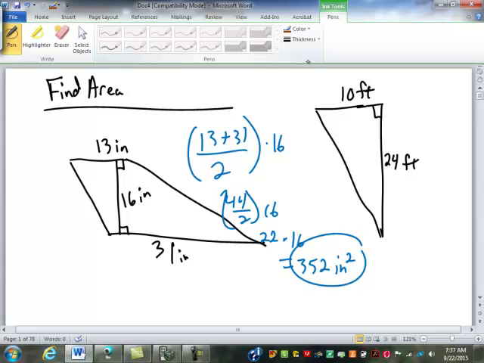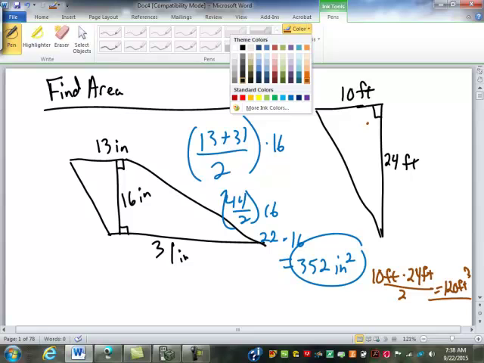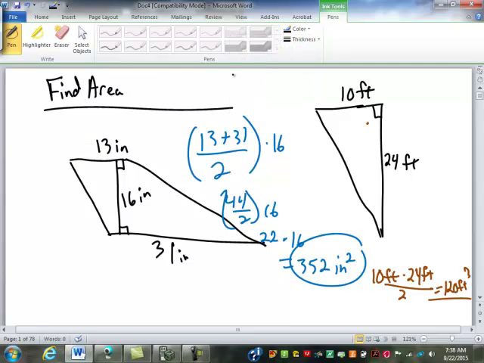Okay. And this one, 120 feet squared, yes. 10 feet times 24 feet divided by 2 because it is a triangle is 120 feet squared. Any questions? Okay. So, from here, we're going to move on.